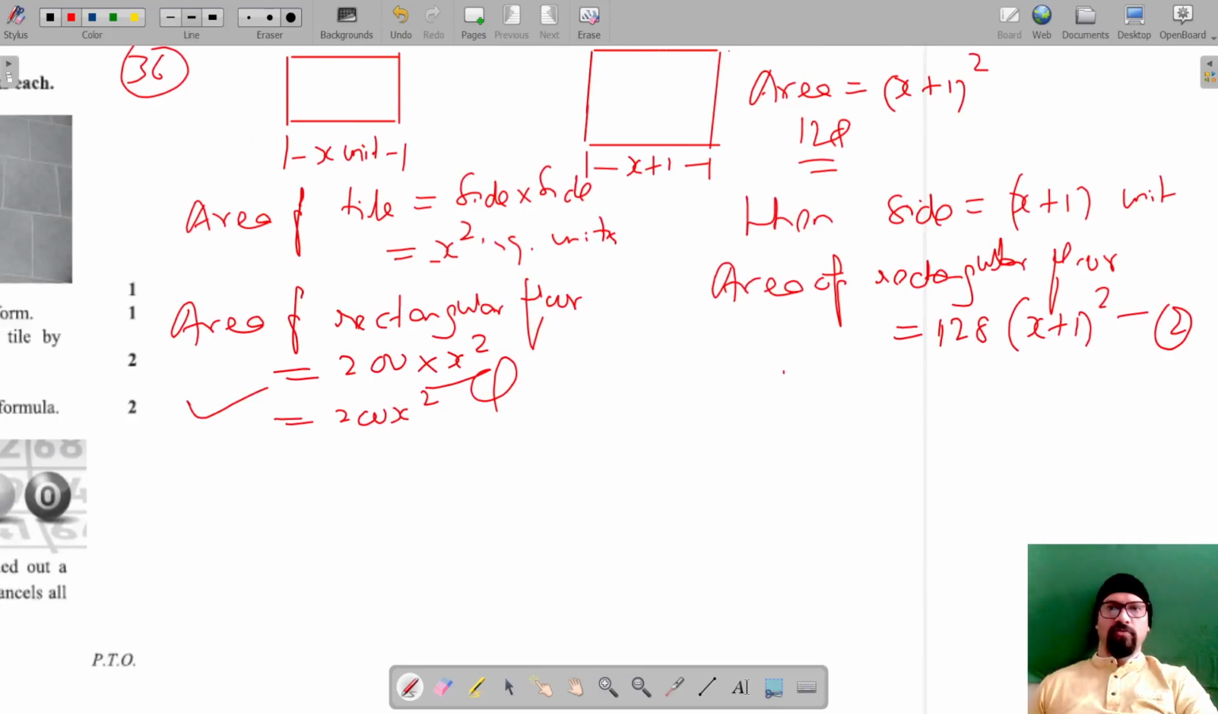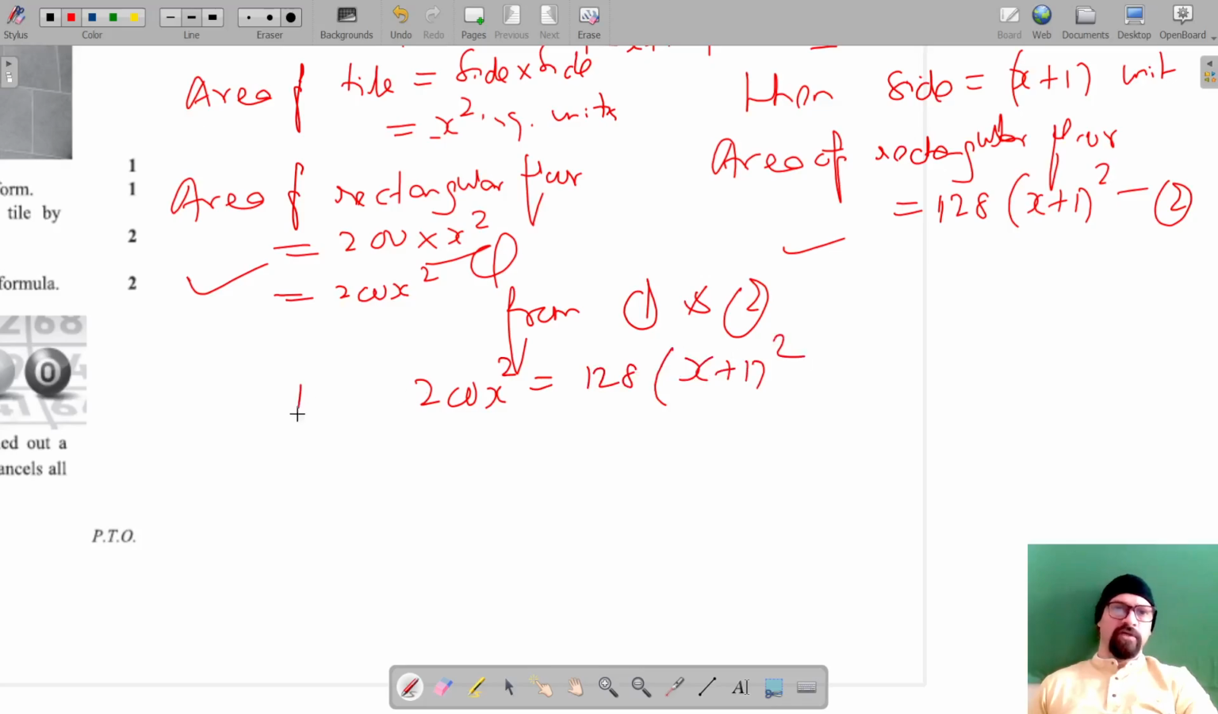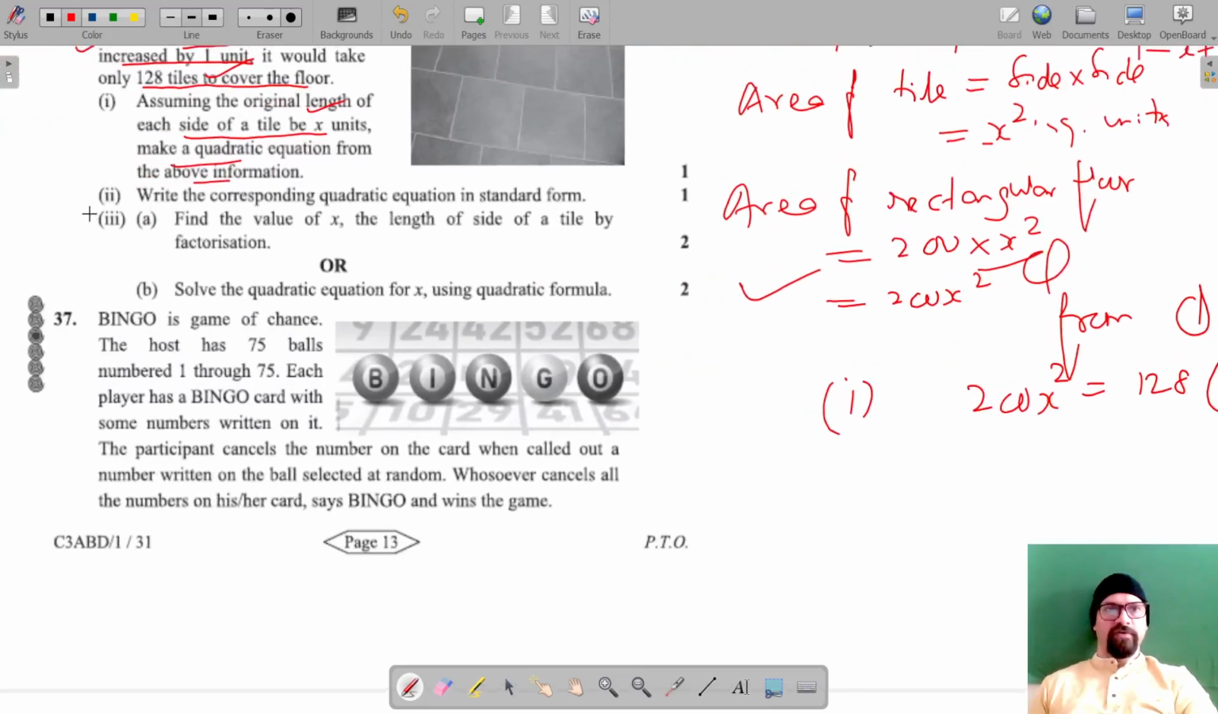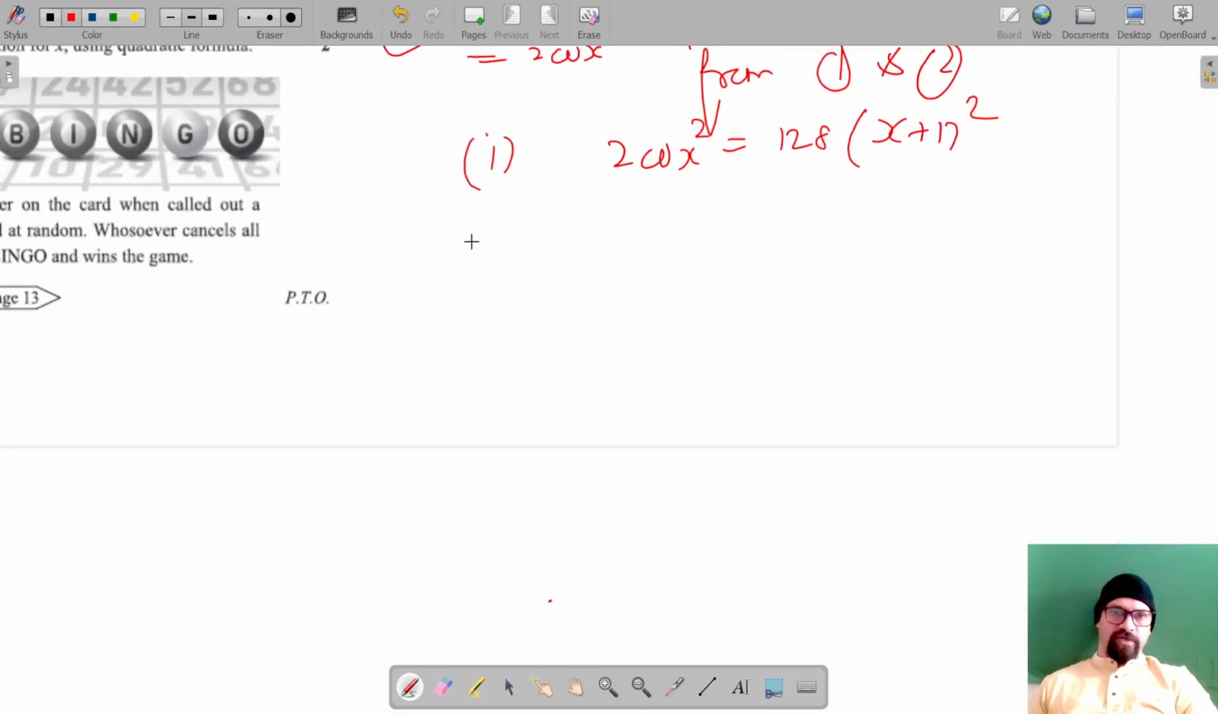So the area in both these cases is the area of the rectangular floor. So from 1 and 2, 200 x squared is equal to 128 into x plus 1, the whole square. And this is the answer for the first question, where we have formed a quadratic equation. Now we have to write the quadratic equation in the standard form, which means the form ax squared plus bx plus c.